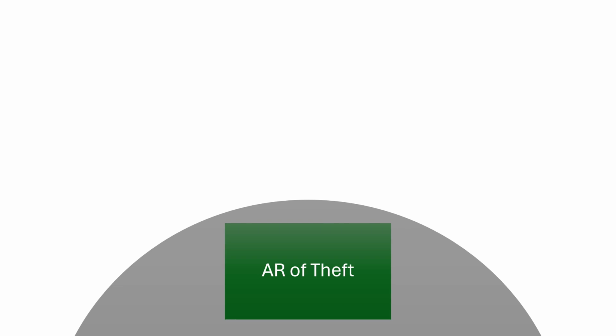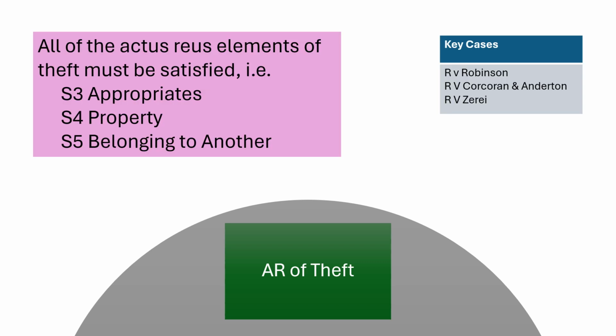So you can see the video on theft for a more accurate description of what you do for the actus reus of theft. But ultimately, we need to deal with the three issues from section 3, 4 and 5. So we need to prove there was an appropriation, it was property and it belongs to another. The cases change, you can add these cases in. We have Robinson, Corcoran, Anderton and Zerai.